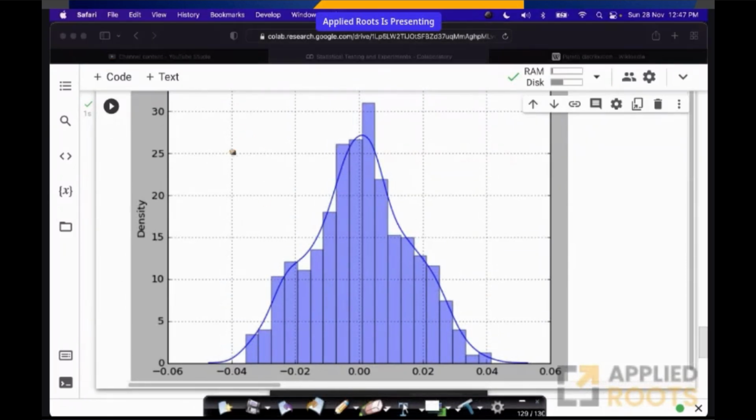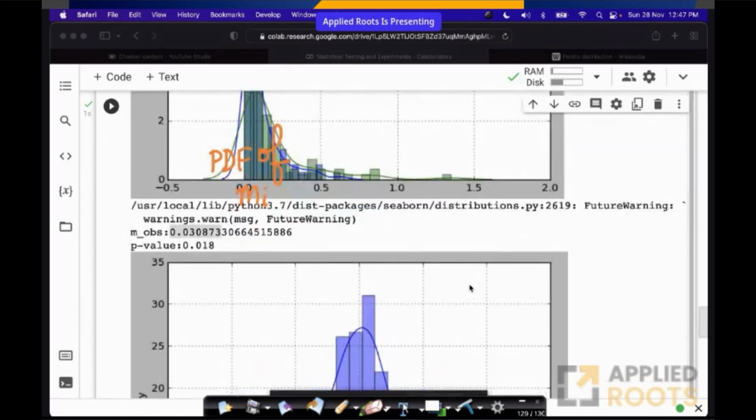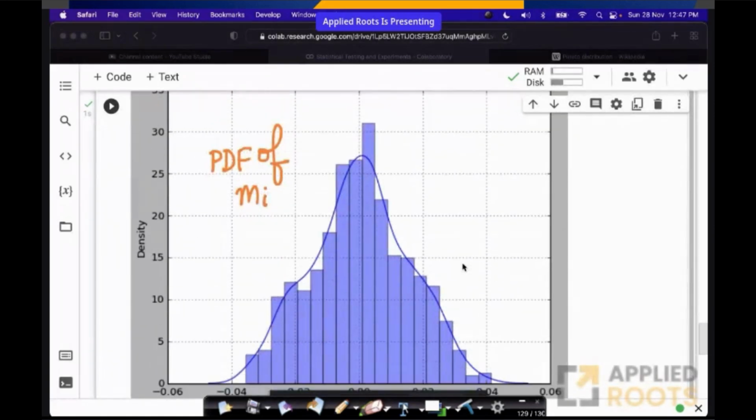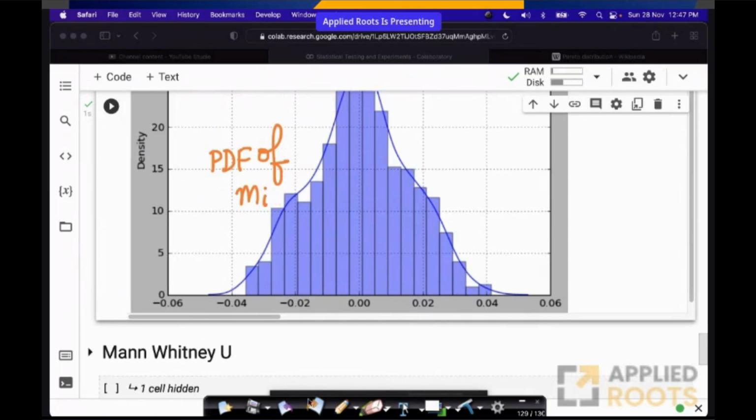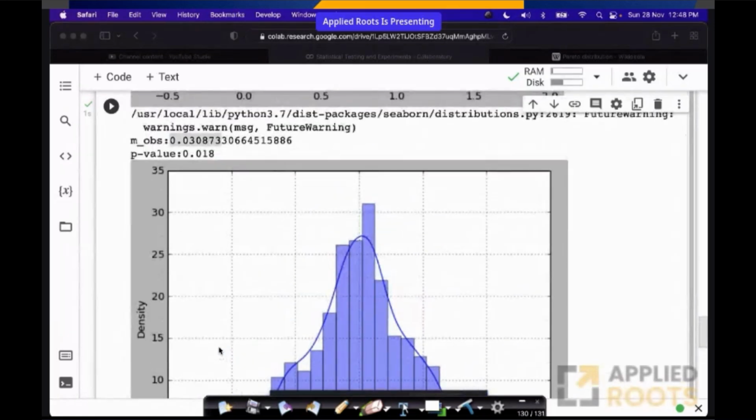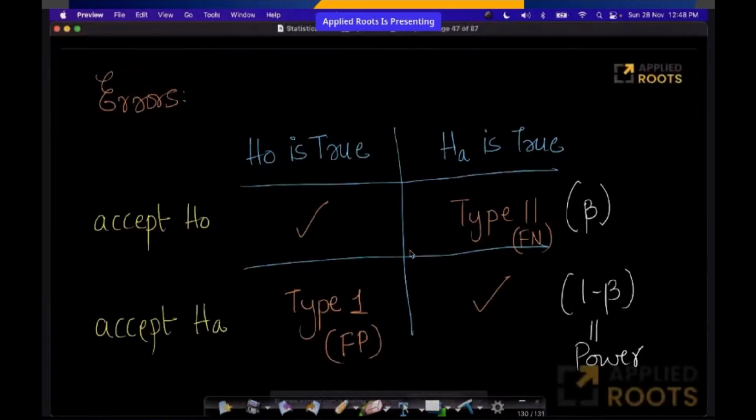I just discussed this earlier, right? This is the PDF of MIs. And the observed value is 0.3 something, right? Where is that? 0.308. Where is 0.308? 0.308 will be somewhere here. This is the observed. And there aren't enough values after that. So the p-value that we got here is 1.8%.